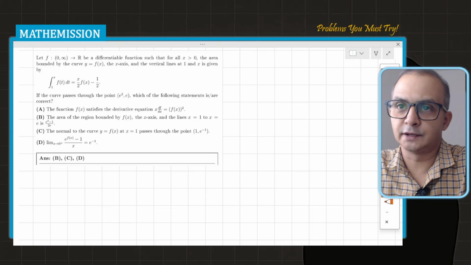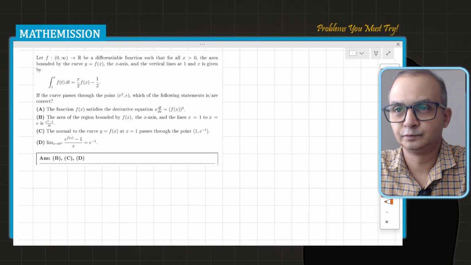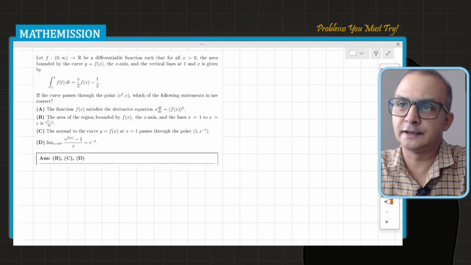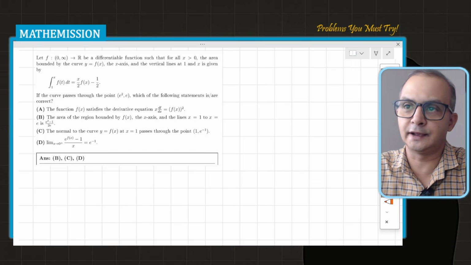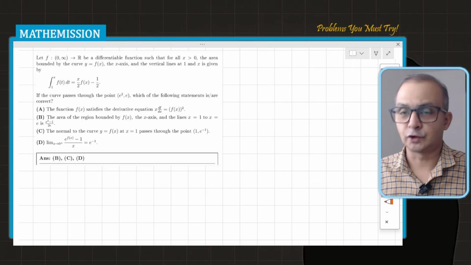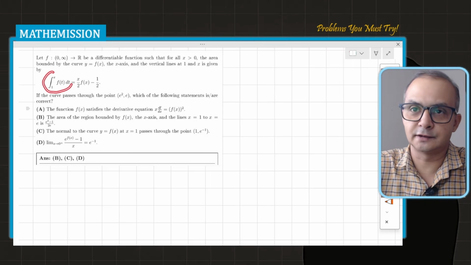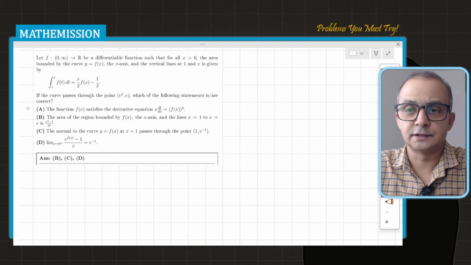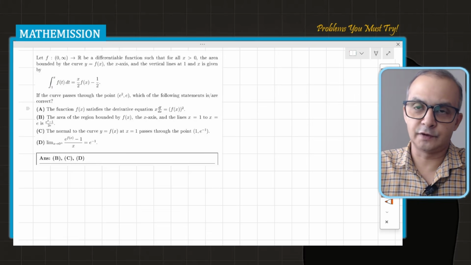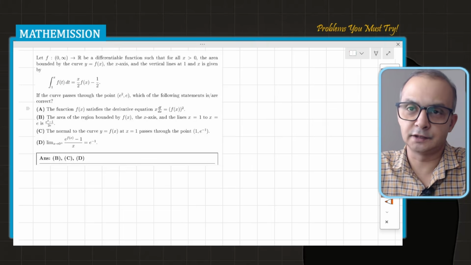the area bounded by the curve y equals f(x), the x-axis and the vertical lines at x equals 1 and x is given by this. So of course this defines an area function. The students who have already learned the area under the curve know that in this f(t), t is considered to be a dummy variable, and the 1 to x indicates that we are finding the area under the curve f(t) from 1 to x.